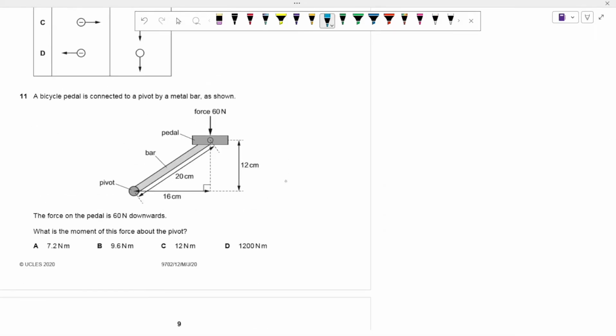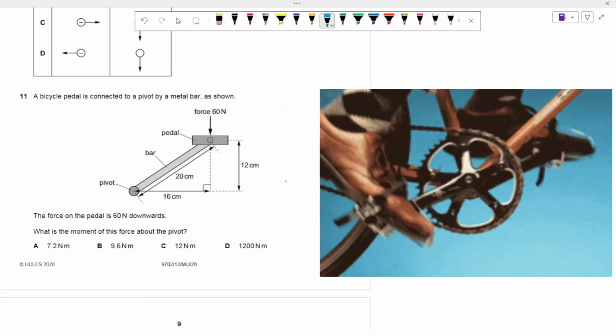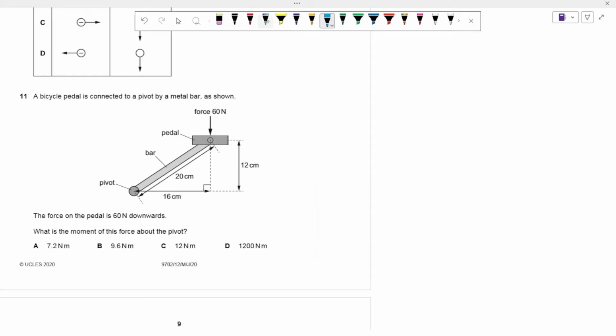Question 11. A bicycle pedal is connected to a pivot. So we have a person riding a bicycle, right? And as they're riding, they're applying a certain force on the pedal, because a bicycle consists of pedals, where a person will be stepping on those pedals. So we just want to find the moment of this force. What do we know? So always start with physics. What do you know?